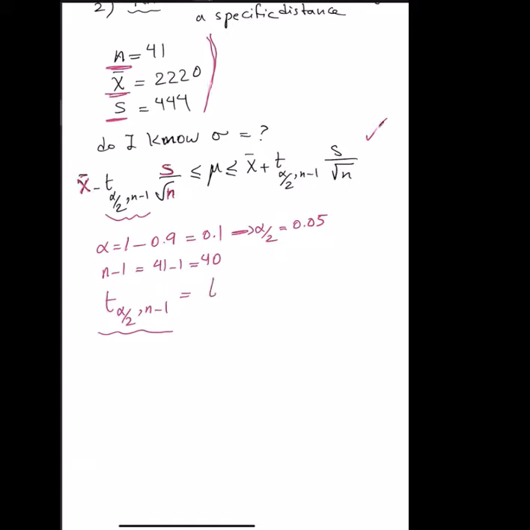Okay, so open the T table, and this is what I want to find. I want to find t of alpha over 2, which is 0.05, and degrees of freedom of 40. So tell me what that value is. Yeah, 40 and 0.05. I see 1.684. Yeah, 1.684. Exactly. So make sure you guys, all of you, are comfortable with this to find the right T value and Z value from the table.